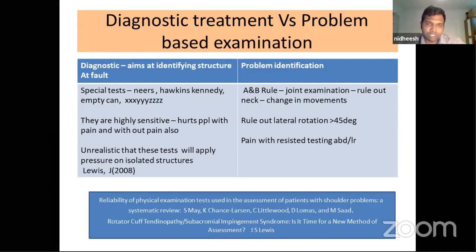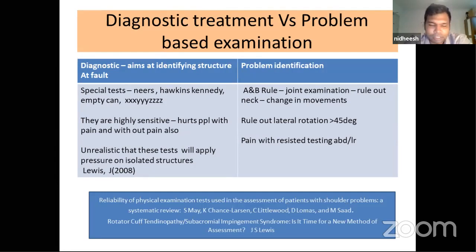So for example, diagnostic is always aimed at identifying structures. Special tests, we have so many special tests. We have Neer's, Hawkins, and so on. I'm not undermining the effectiveness of these tests, because we focus on learning a lot of special tests. We study a lot of good books to learn special tests. But what is the literature telling us about special tests? The literature says that these tests are really sensitive. That means they can hurt people with a problem and without a problem as well. For example, you do certain tests and push certain structures, and it might as well hurt normal people also. Normal people can also complain of pain.